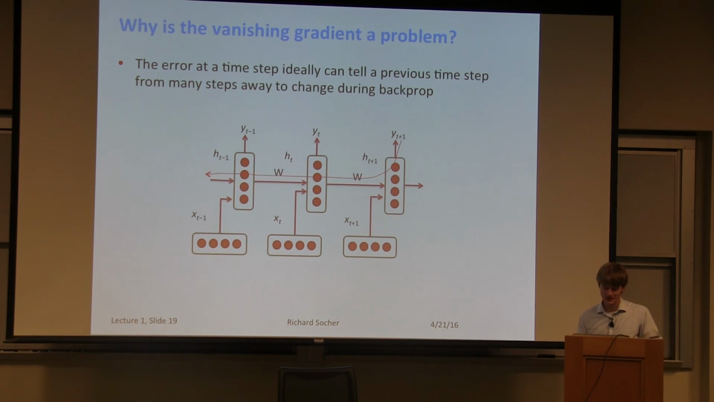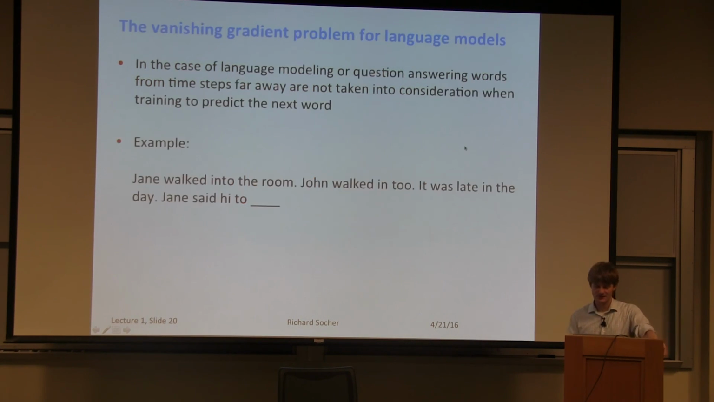So let me give you an intuition. Ideally, when we try to predict this word here, we will be able to modify some signal, to change based on what the next word is. So let me give you an example here for language modeling. Similar things are actually true for question answering and lots of other really hard problems in NLP. Let's say I have the sentence, Jane walked into the room, John walked in too, it was late in the day, Jane said hi too. What does your internal language model say is the next word? John, exactly.